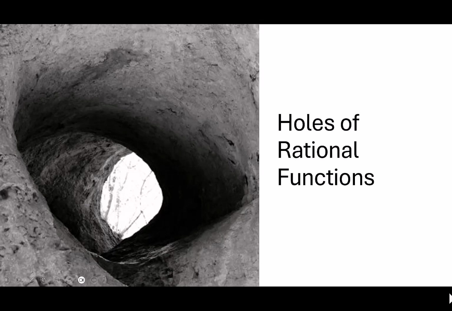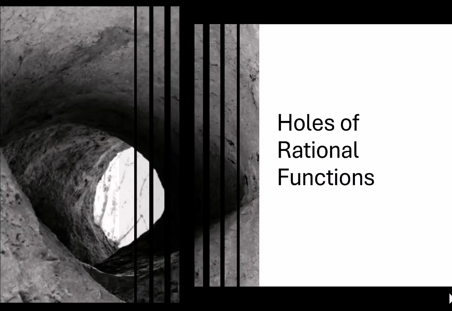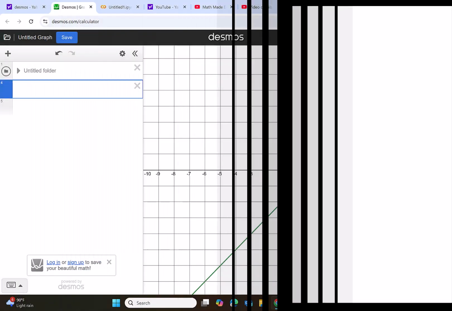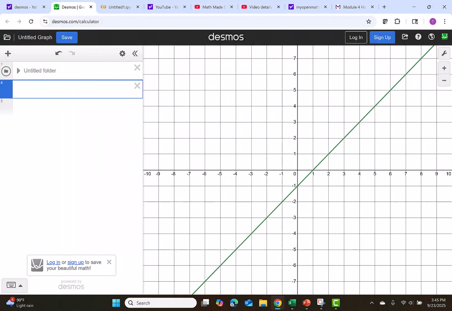Everybody, this video is about holes of rational functions. I like to think of holes of rational functions like I think of holes in a street. You don't always see them, but that doesn't mean that they're not there. Let me show you an example of a hole using a graph.